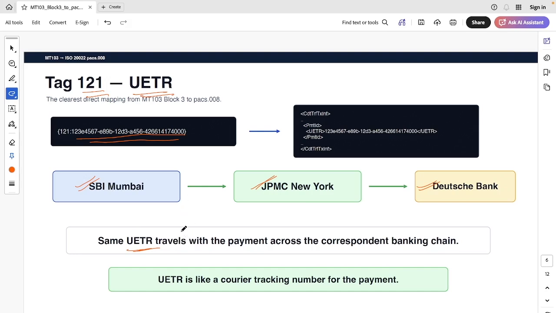In pacs.008, the UETR is carried under the credit transfer transaction information, and inside it we have the payment ID, and inside the payment ID we have the UETR element. So the direct mapping is MT103 Block 3 field 121 to this UETR element, and the value does not change. Whatever value we are seeing in the MT, it gets carried forward as is to the ISO 20022 format.